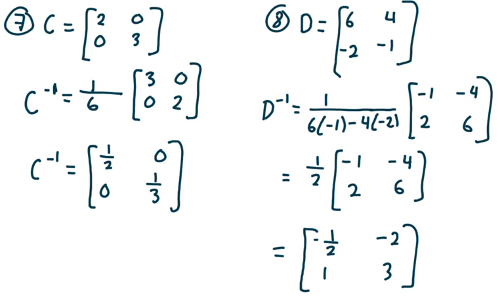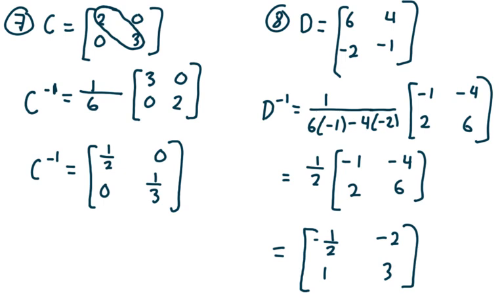1/2, 0, 0, 1/3. And C is a diagonal matrix, which means essentially we have entries along the main diagonal. They could be 0, they don't have to be 0, but the entries off the main diagonal must all be 0. So you notice the entries along the main diagonal of C are 2 and 3, right? The entries off the main diagonal are zeros. And so it's very straightforward to calculate C inverse.